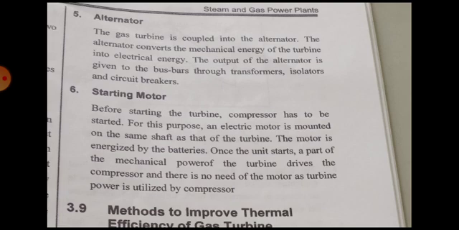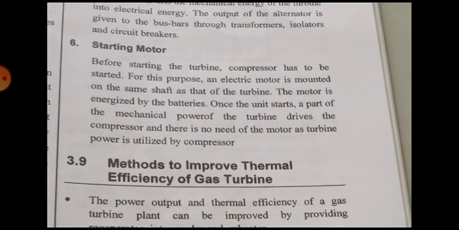Starting motor. Before starting the turbine, the compressor has to be started. For this purpose, an electric motor is mounted on the same shaft as that of the gas turbine. The motor is energized by batteries. Once the unit starts, a part of the mechanical power of the turbine drives the compressor, and there is no need of the motor as the turbine power is utilized by the compressor.